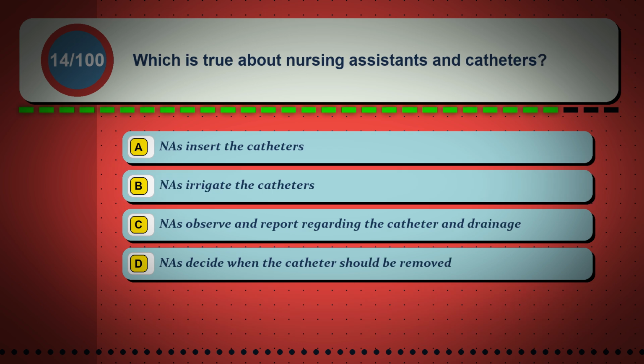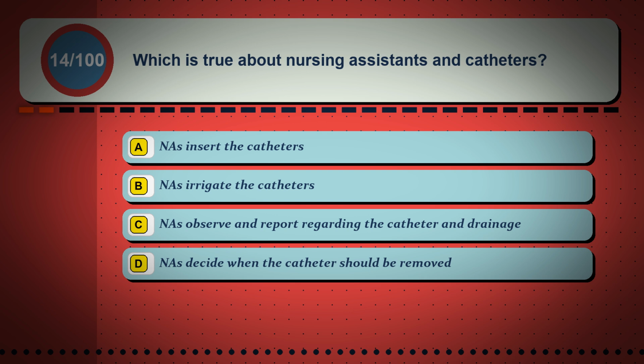Question 14. Which is true about nursing assistants and catheters? Option A, NAs insert the catheters. Option B, NAs irrigate the catheters. Option C, NAs observe and report regarding the catheter and drainage. Option D, NAs decide when the catheter should be removed.